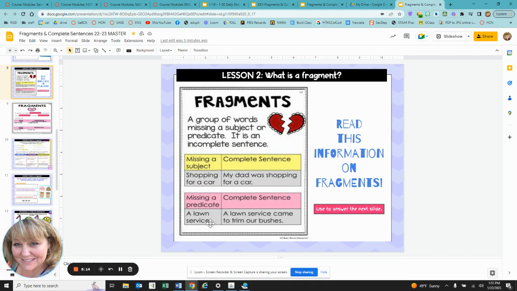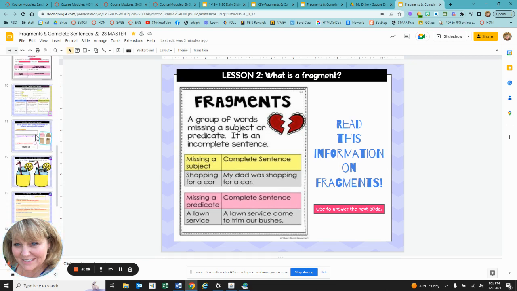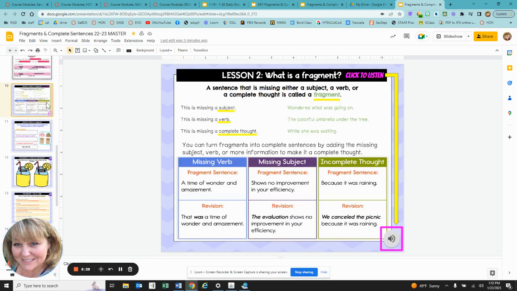So this is our subject, the lawn service. The lawn service did what? Well, we don't know because it's missing the predicate. A lawn service came to trim our bushes. So you're going to use this to answer the next slide.